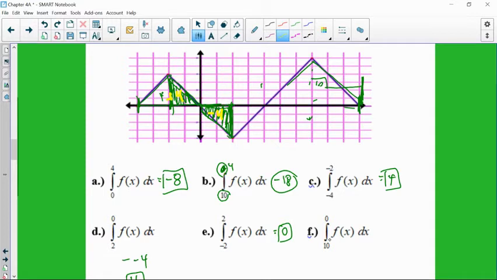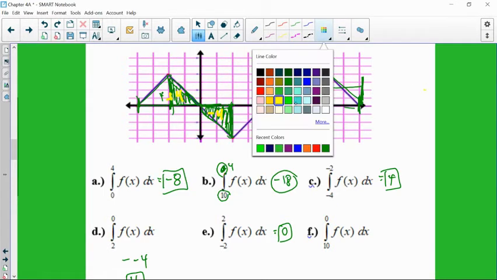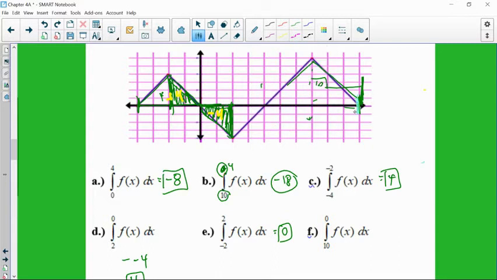And then here, 10 backwards to 0. So we're starting at 10 and going all the way back to 0. So we already know my final answer is going to be negative, going backwards. And then this area here, we calculated to be a negative 8.